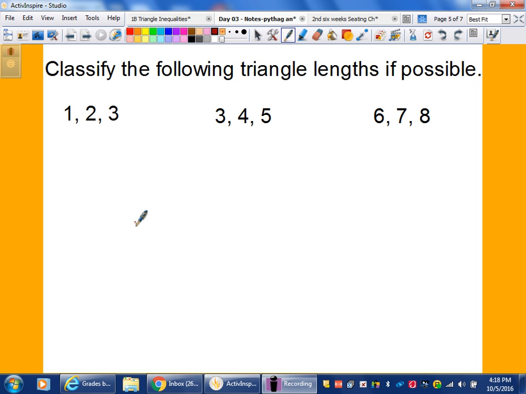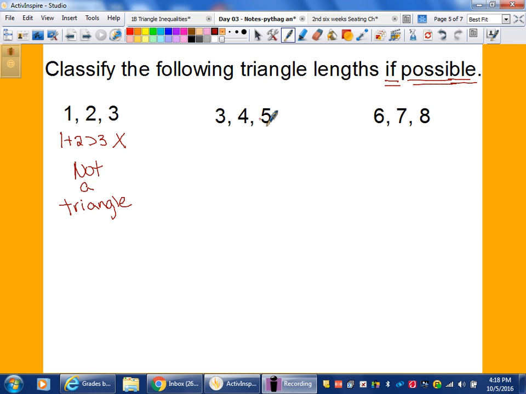Let's give it a try. We're going to classify these following triangles if possible. Very important, those last two words, if possible. That means you need to figure out if it can make a triangle or not. So let's look at this first set of numbers, 1, 2, and 3. Is 1 plus 2 greater than 3? Nope. So this isn't even a triangle. So we can't do this. We can't classify it if it's not a triangle. So we just write not a triangle.